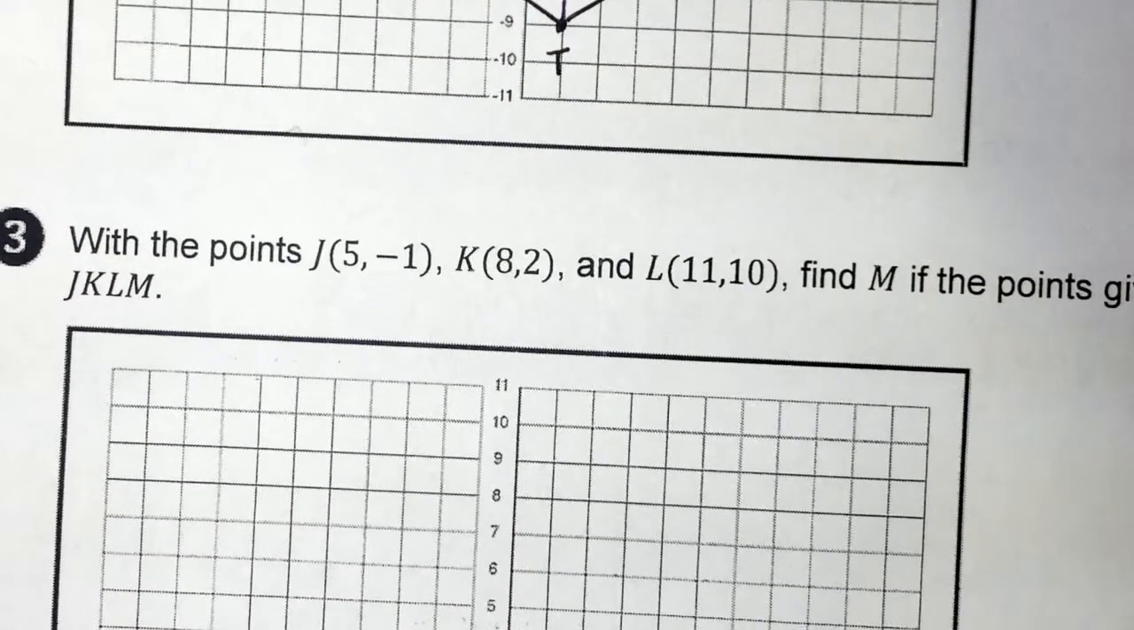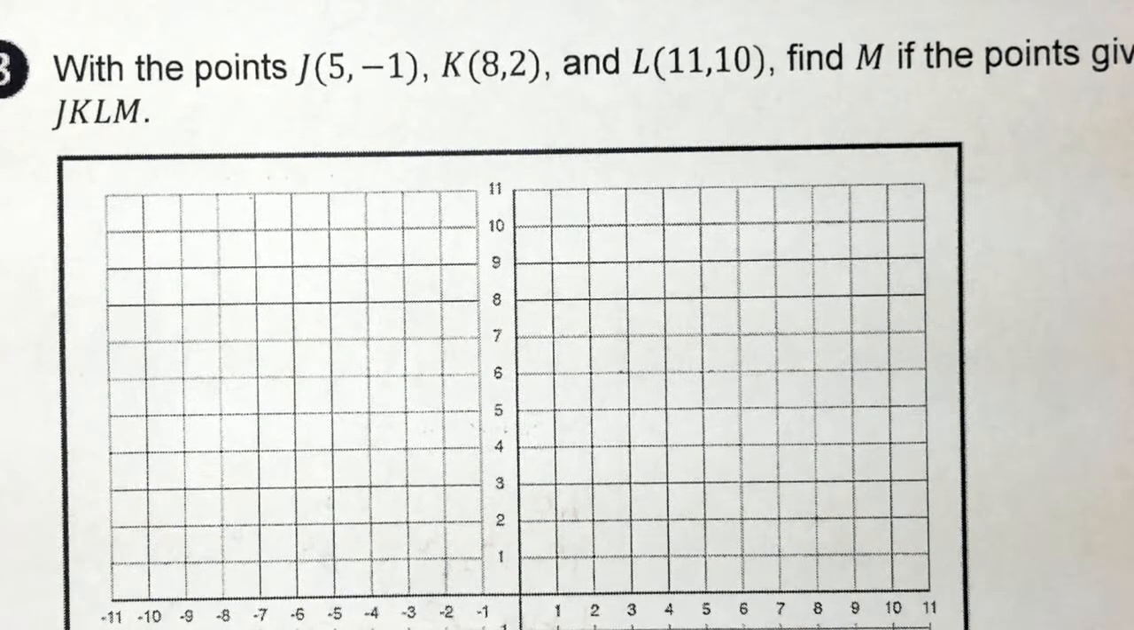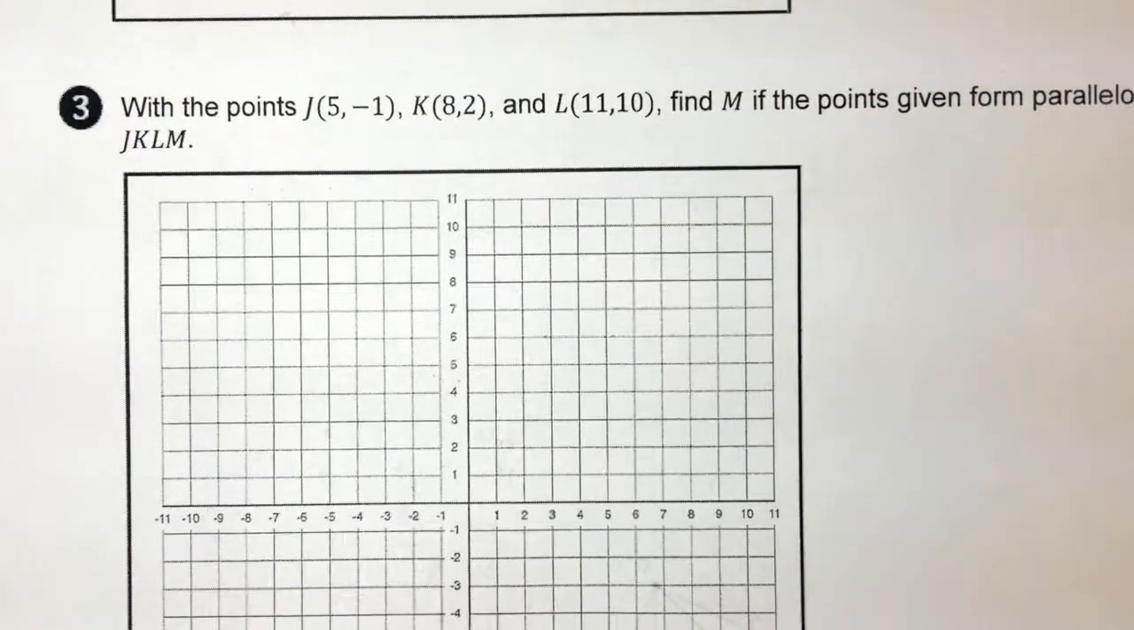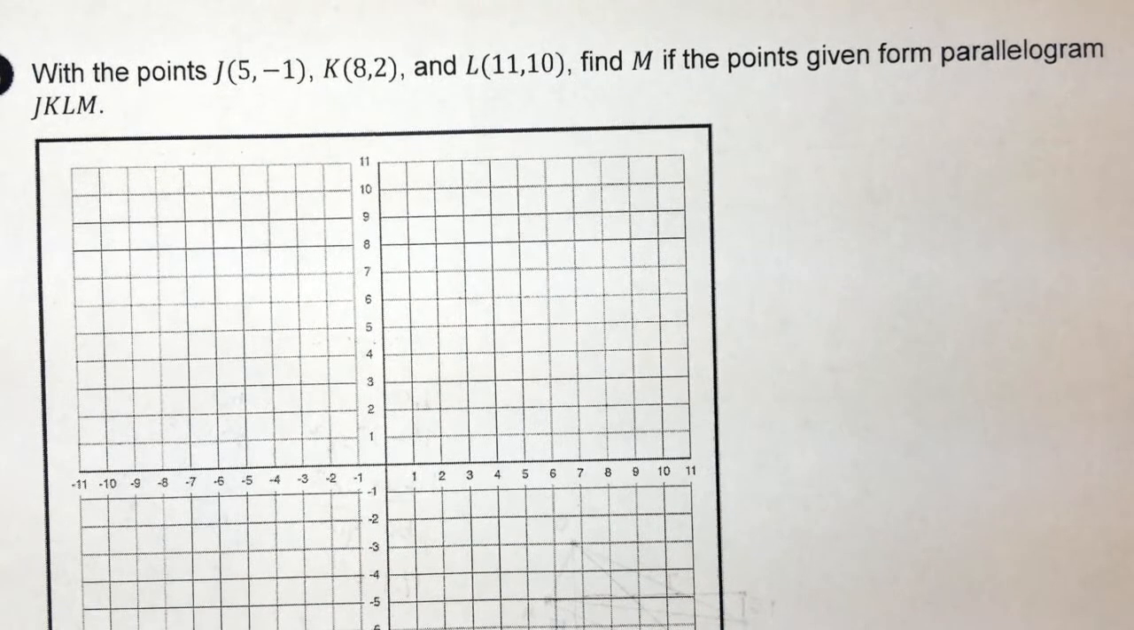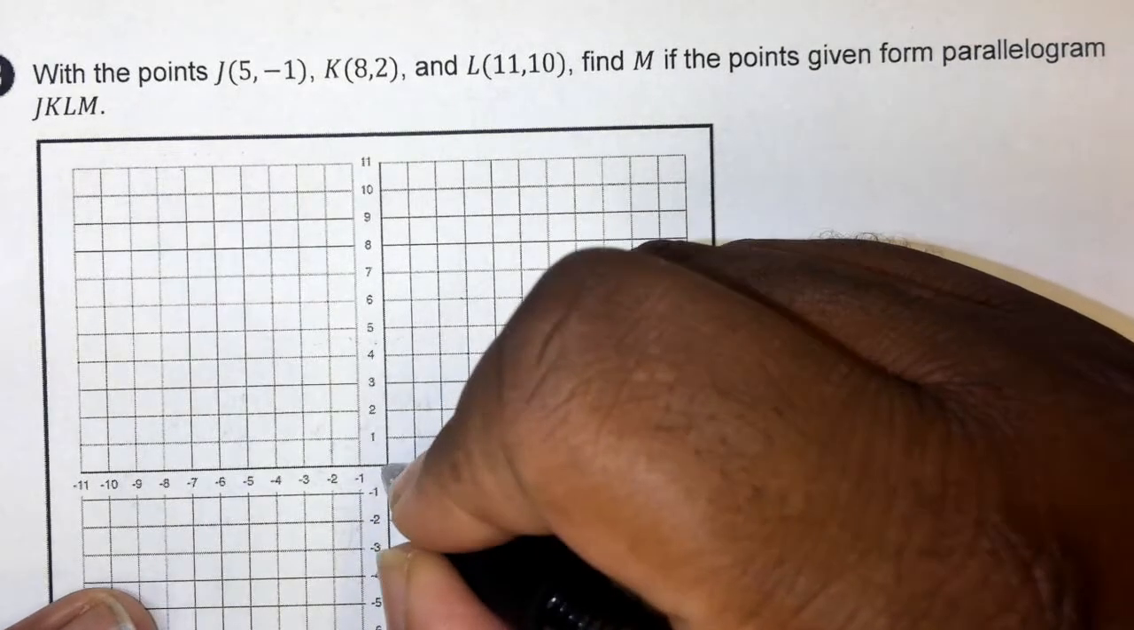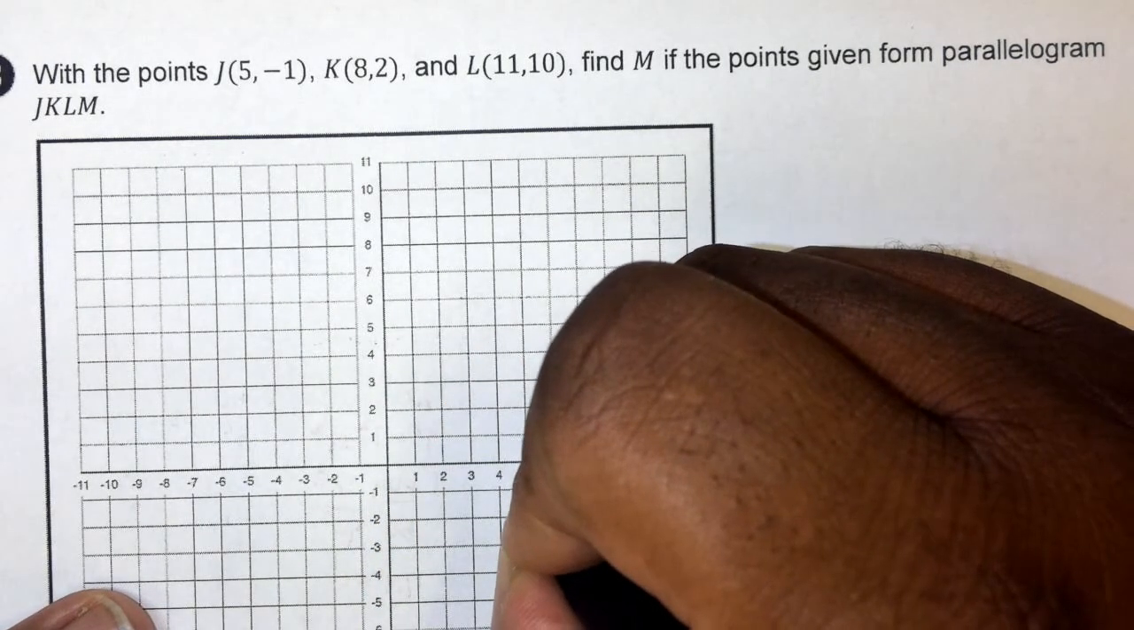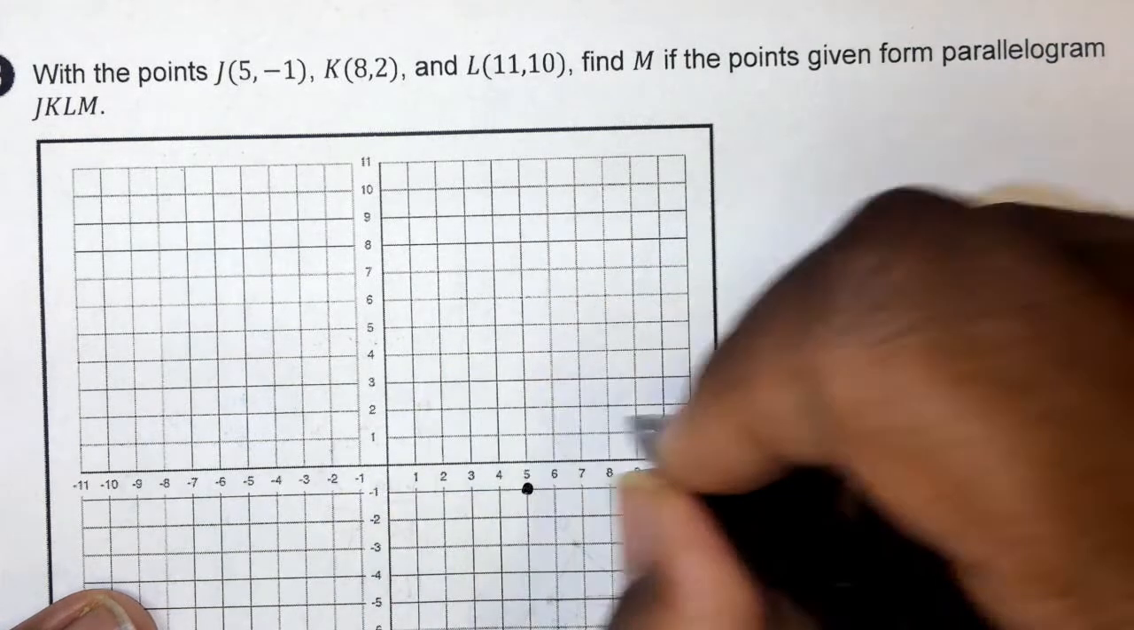Number 3. And number 3, we will ask you something like this on a test. Number 3, it says with points J, K, and L, find M if the points given form a parallelogram. So on this one, parallelogram J, K, L, M. They give you 3 points. They want you to find the 4th point if you know the shape is going to be a parallelogram. But we will ask you one like this on the test. So make sure you're paying attention.